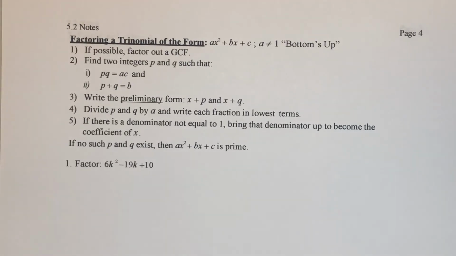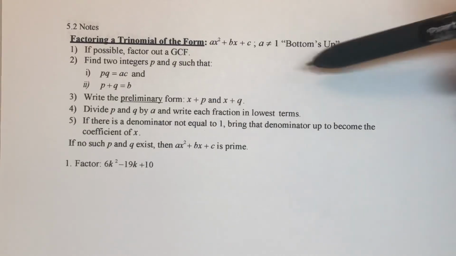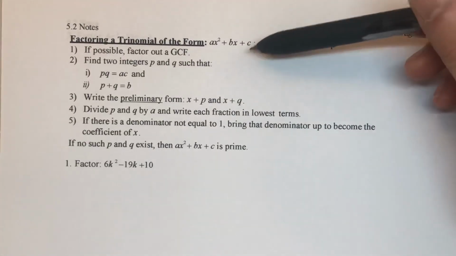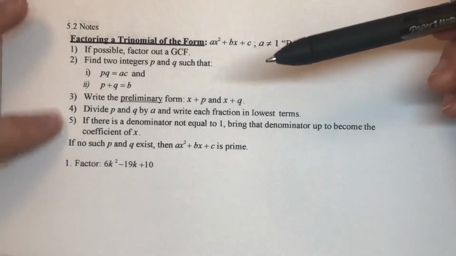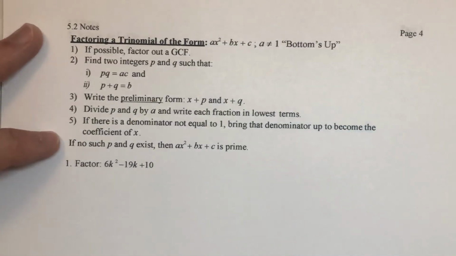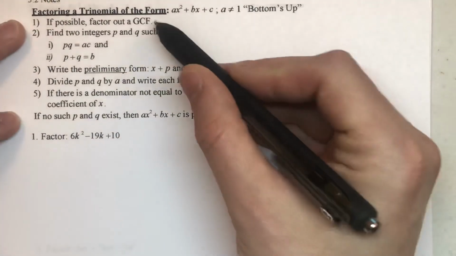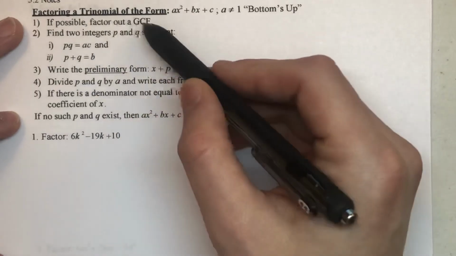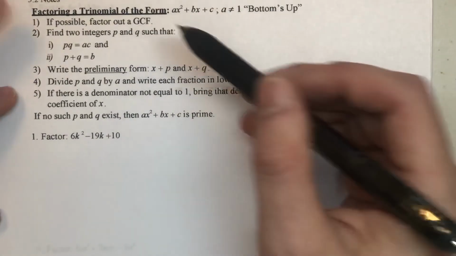I did not come up with that name. I kind of wish I did. But bottoms up is a method that we're going to use to attempt to factor trinomials of this form. So the process is here. I'm going to basically walk through it as we go, just so you can see what these really mean. Notice again, first step is always, if possible, factor out a GCF. That's, as we said, first step GCF, always and forever.